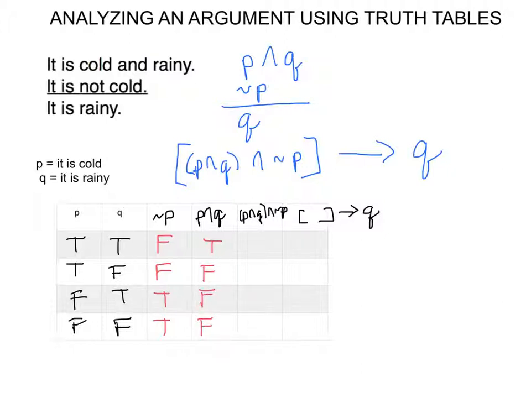Next, we look at P and Q and not P. So that essentially is looking at this column here together with this column here. And again, since it is an and, we need them both to be true. But looking at all of our columns, we see that none of these are true. And so, since none of them are both true, they're all going to have to be false.